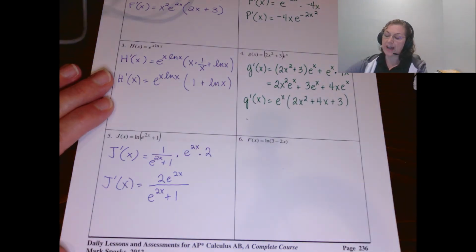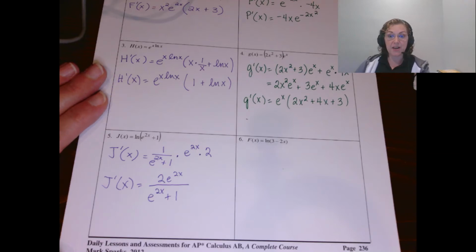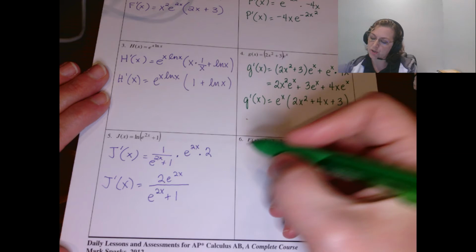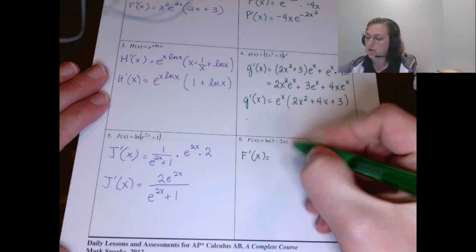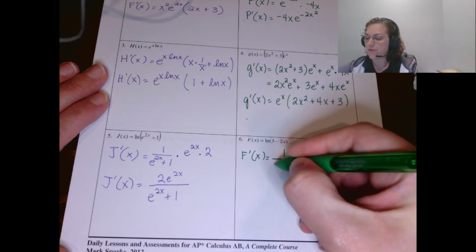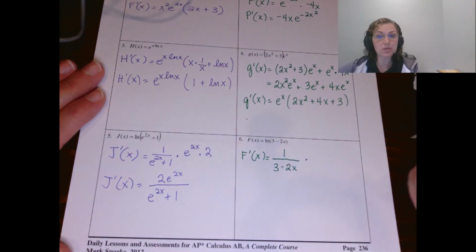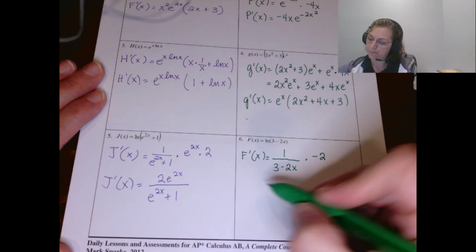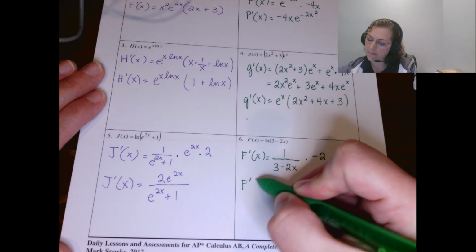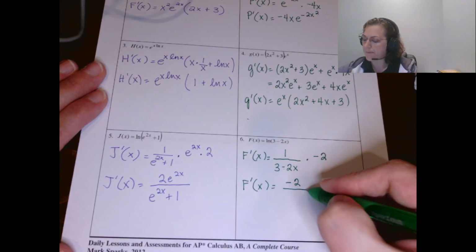All right, let's look at number 6 here. I've got the ln of 3 minus 2x. So the derivative would be outside function being ln. So the derivative would be 1 over 3 minus 2x, and then times the derivative of the 3 minus 2x, which would be negative 2. So I've got my derivative equals, we'll go ahead and put the negative 2 on the top.